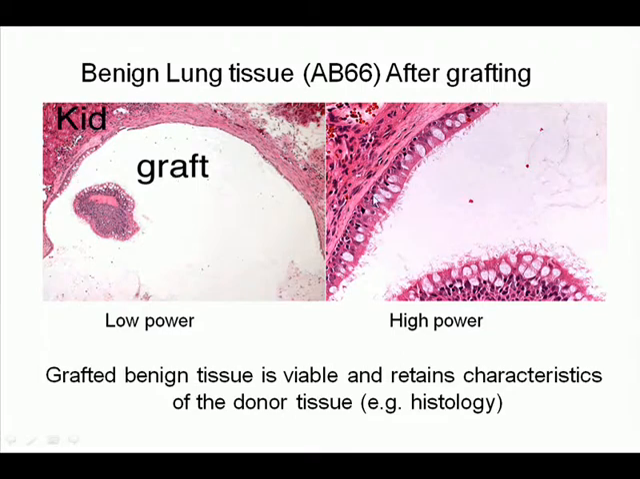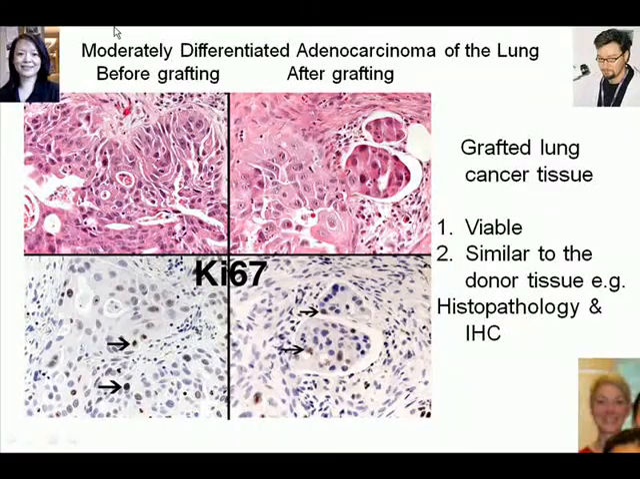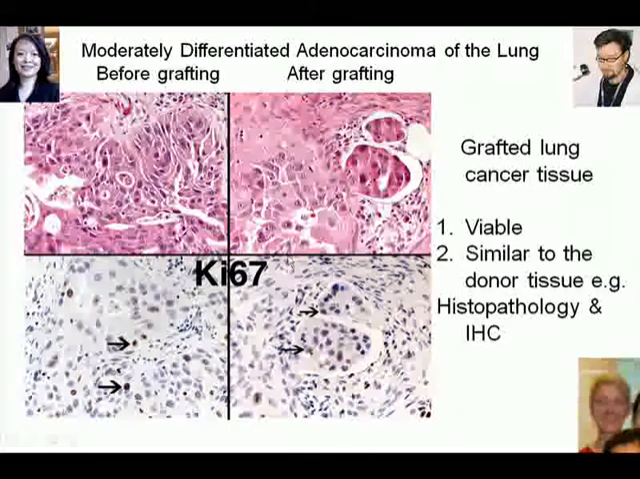And when Jean LaRich saw this picture, she was very pleased with the whole thing. She said, oh, I never really saw this kind of happy, viable, normal lung tissue exist in any kind of animal model system. So she was very pleased with that. And this is a moderately differentiated lung cancer. I just give you a quick image before grafting and after grafting, and you can see the similarity.